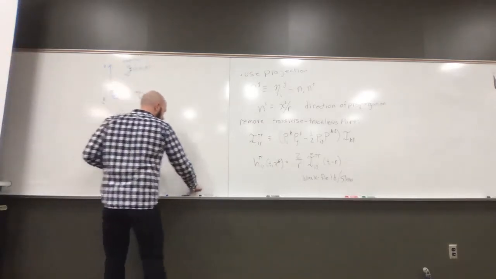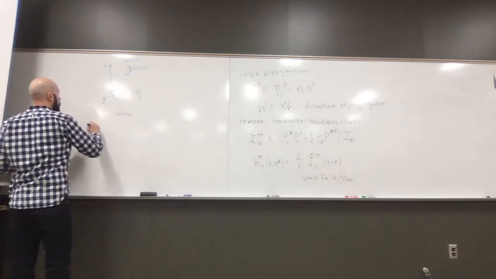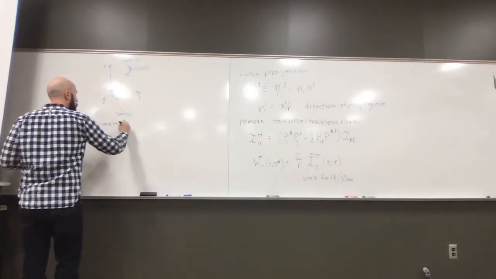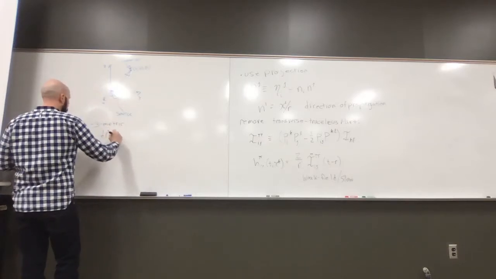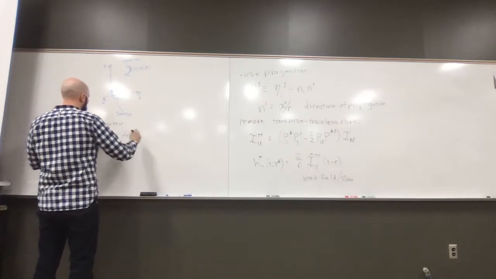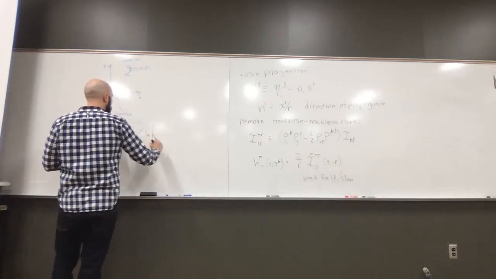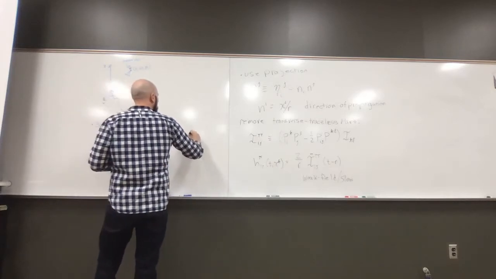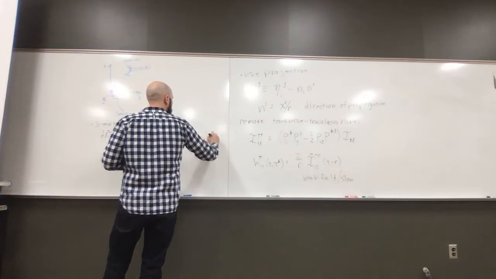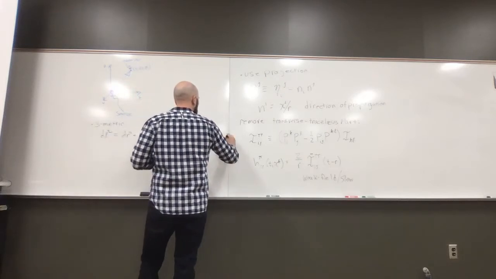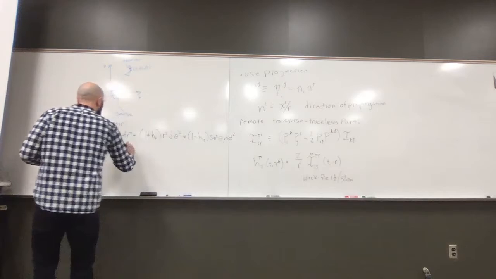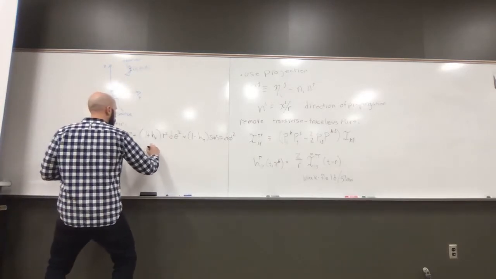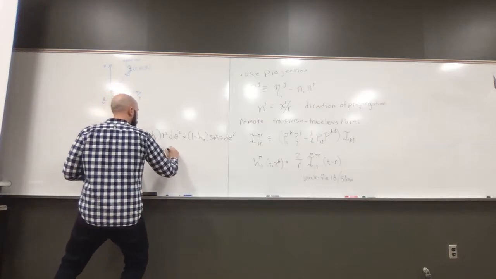All right? So in this context, the 3-metric for this particular problem is dl squared equals dr squared plus (1 plus h_plus) r squared d theta squared plus (1 minus h_plus) sine squared theta d phi squared plus 2 times h_plus sine theta d theta d phi.